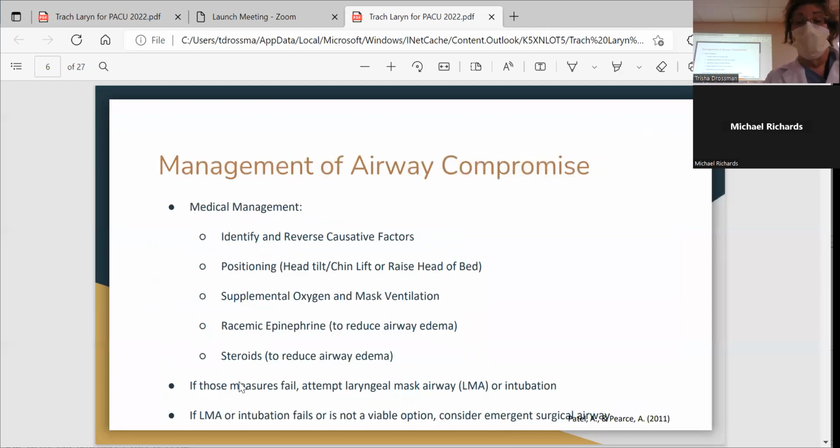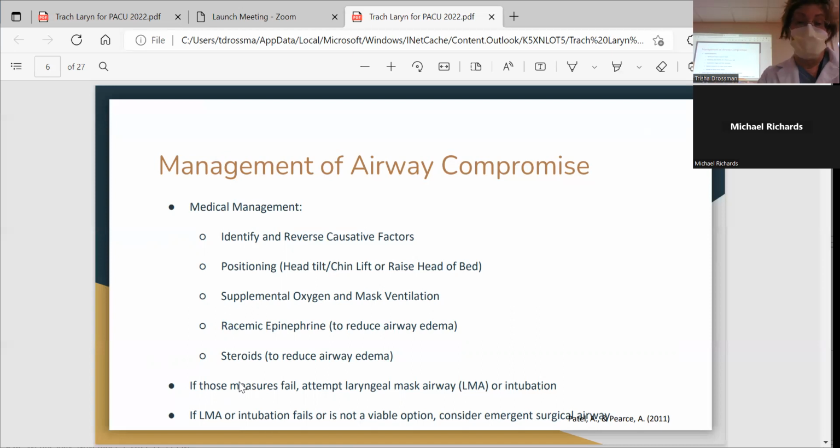So how do we manage our airway compromise? We want to reverse any causative factors and identify those. If it's a patient like a COPD patient where too much oxygen knocks out their drive, look at that, or maybe some sedative effects, maybe their anesthesia is not quite reversed. Position changes also help: raising their head, doing the head tilt chin lift.